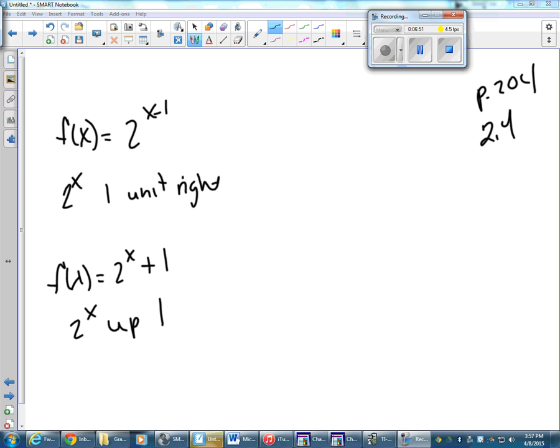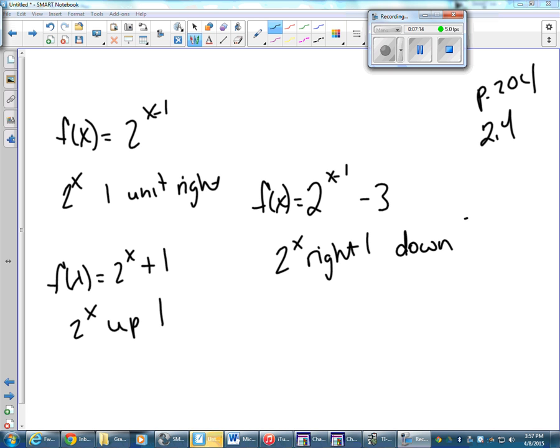So let's look at a few more examples here. What if I were to have f(x) = 2^(x-1) - 3, problem 32? I'm starting with the basic graph of 2^x. The minus 1 up here means I'm going to move it right 1, and the minus 3 out here means I'd move it down 3. So 2^x moved right 1 and down 3.